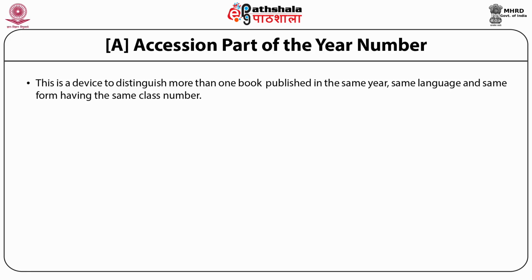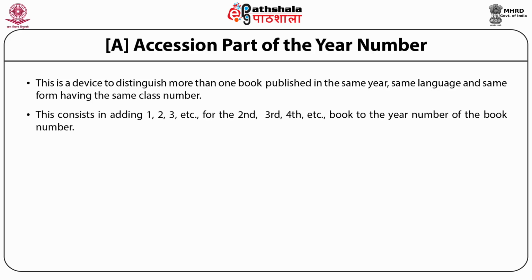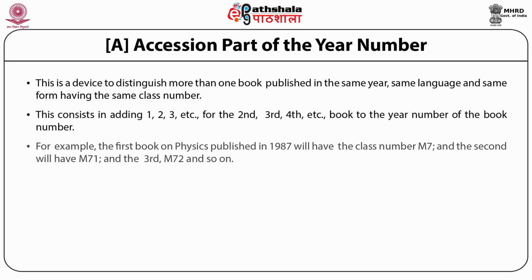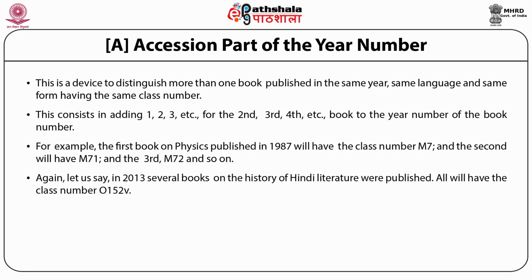2011. Accession part of the year number. This is a device to distinguish more than one book published in the same year, in the same language, and of the same form, having the same class number. This consists in adding 1, 2, 3, etc. for the second, third, fourth, etc. book to the year number of the book number. For example, the first book on physics published in 1987 will have the number M7, and the second book published in the year 1987 will get the number M71, and the third book will get the number M72, and so on.